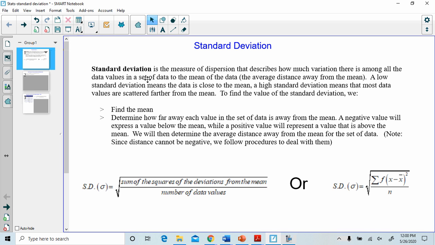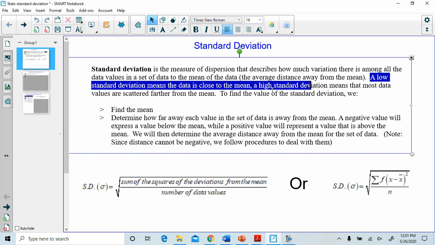This will be about standard deviation. Just to go through some main points before we get into an example here, we'll just look at what it means. So standard deviation is the measure of dispersion that describes how much variation there is among all data values in a set of data.